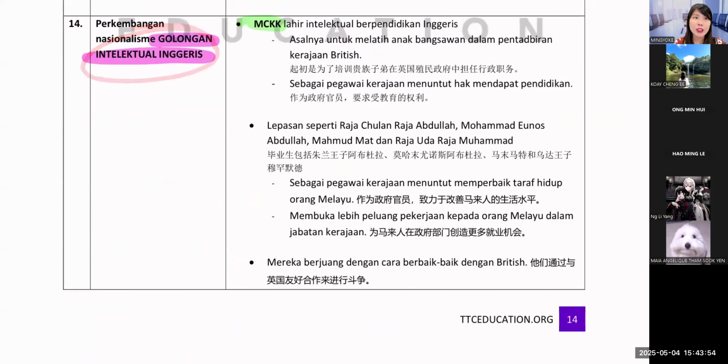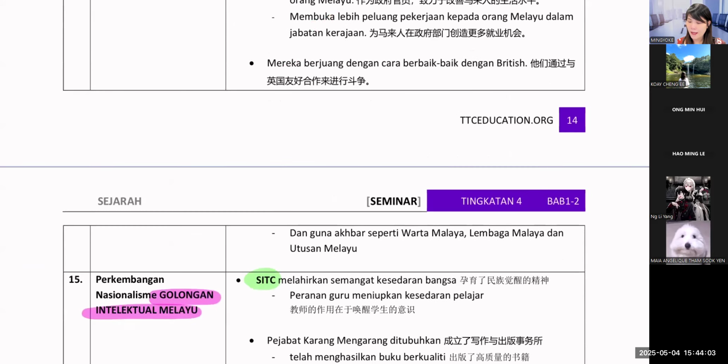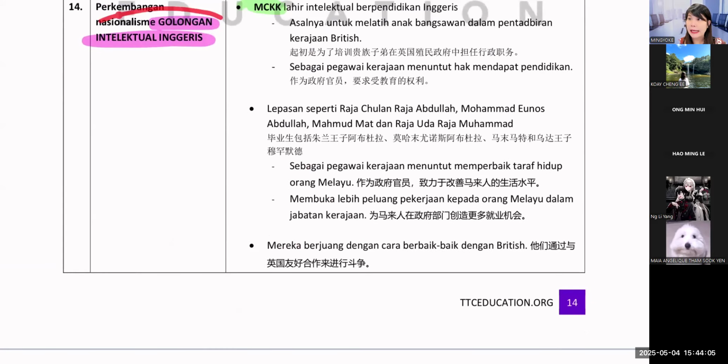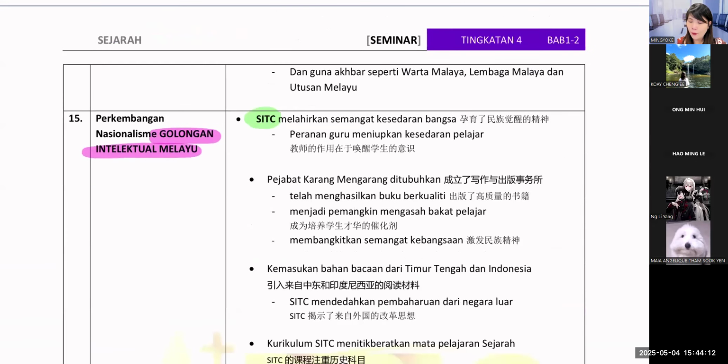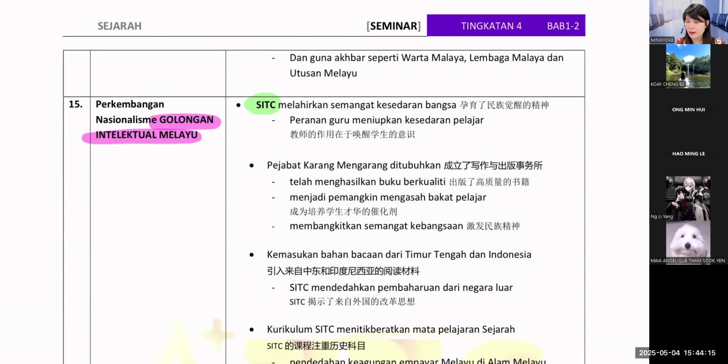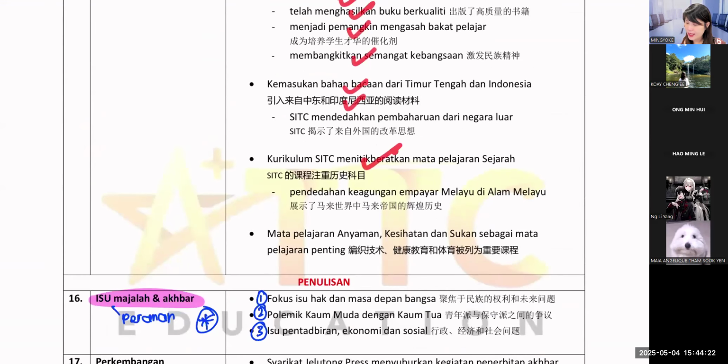Intellectual Berpendidikan English means they are Malay English graduates from MCKK. 1, 2, 3, 4, 5, 6, 7, 8. You see? They are English educated who work with the British while requesting opportunity from the British. For Malay graduates, it is from SITC, 1, 2, 3, 4, 5, 6, 7, 8, 9, 10, 11. Yeah, you can have a lot of points.